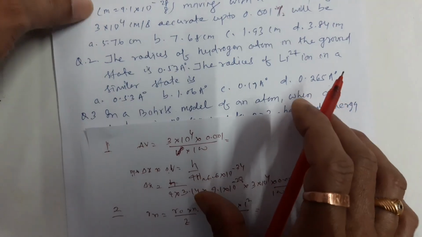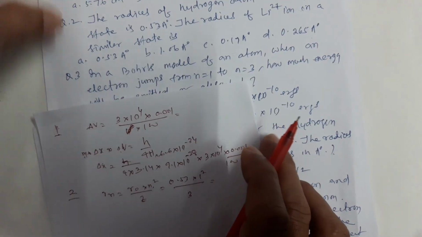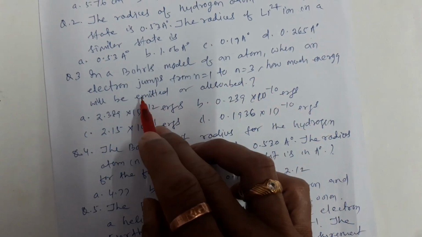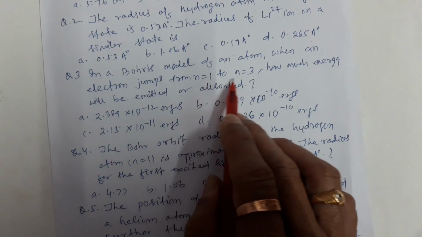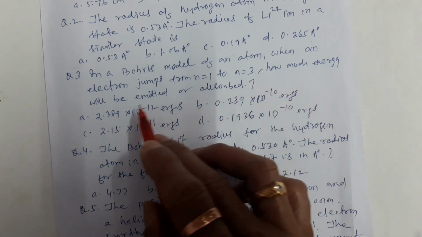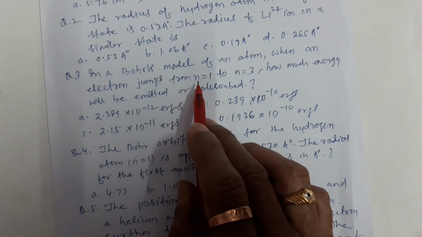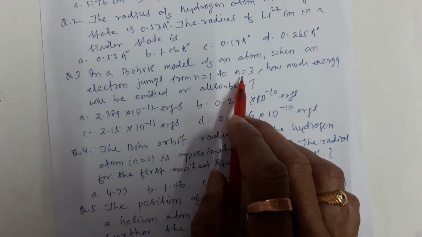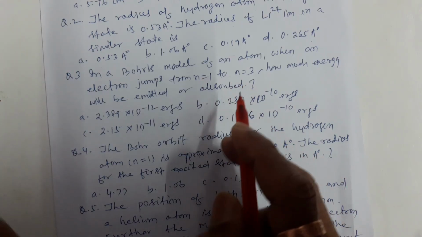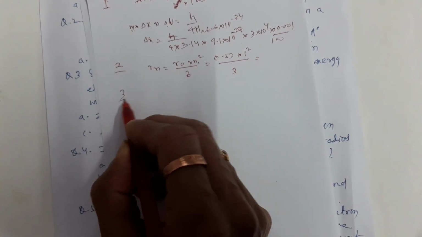Next, in Bohr's model of an atom, when an electron jumps from n equal to 1 to n equal to 3, how much energy will be emitted or absorbed? Generally, from the lowest to a higher state, if it jumps, then it has to absorb energy. But how much, you have to calculate. Okay, so question number 3.